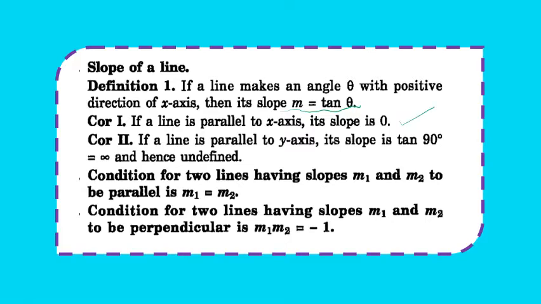if a line is parallel to y-axis, then its slope is tan 90 degrees, which is not defined. We know that tan 90 degrees is not defined. Now two lines having slopes m1 and m2 are said to be parallel if their slopes are equal, that is, if m1 is equal to m2. And two lines having slopes m1 and m2 are said to be perpendicular if the product of their slopes is -1, that is, if m1 m2 is equal to -1. Clear? So pause and note down these points.